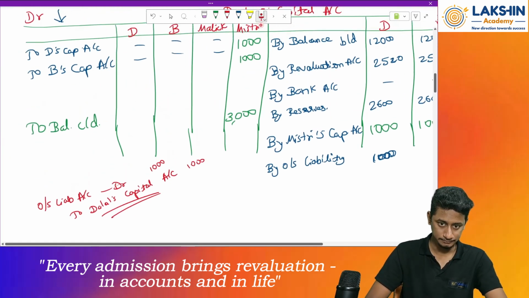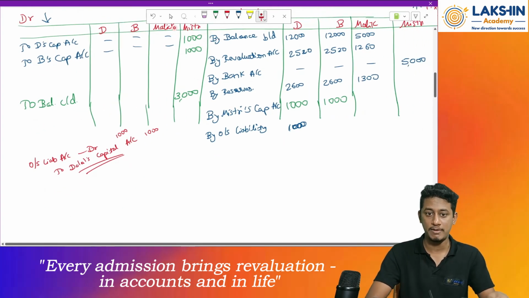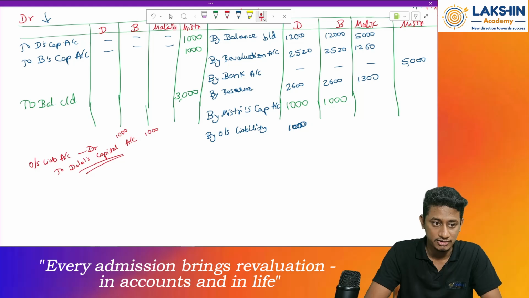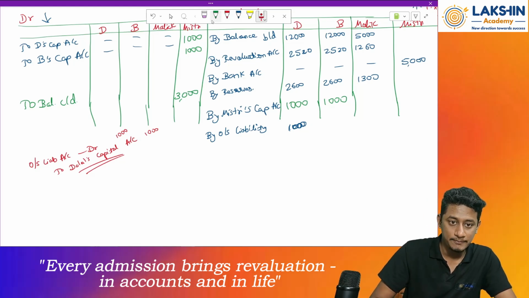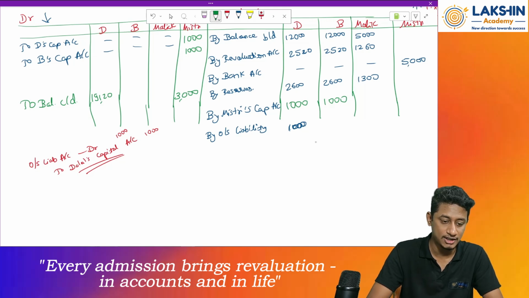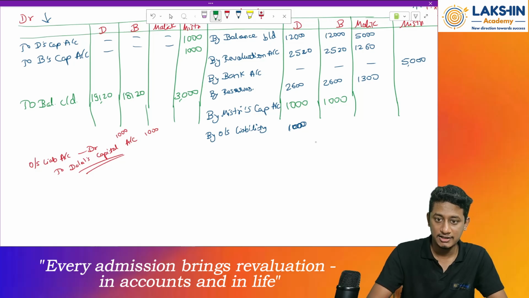Clear? Okay. Now, close all the accounts. So we have already closed Mistri's account, so don't touch it. So remaining accounts you go on closing. Let's start with Dalal's account. So 12,000 rupees plus 2,520 plus 2,600 plus 1,000 plus 1,000 minus nothing. So that would be 19,120. Then going for B, 12,000 plus 2,520 plus 2,600 plus 1,000 minus nothing. So 18,120. Then last, 5,000 plus 1,260 plus 1,300 equals rupees 7,560.